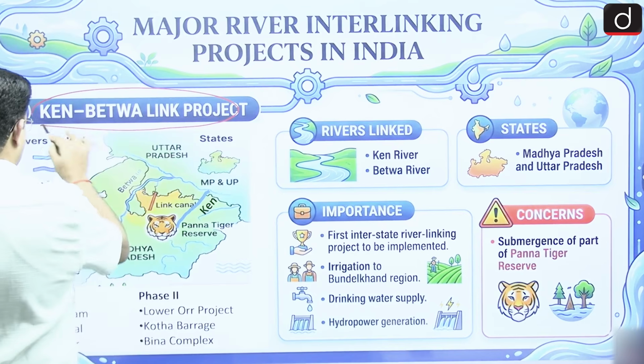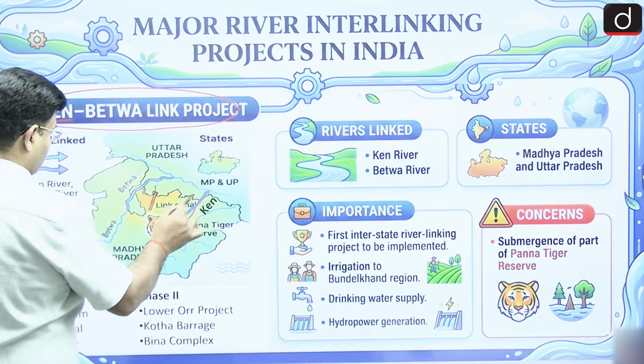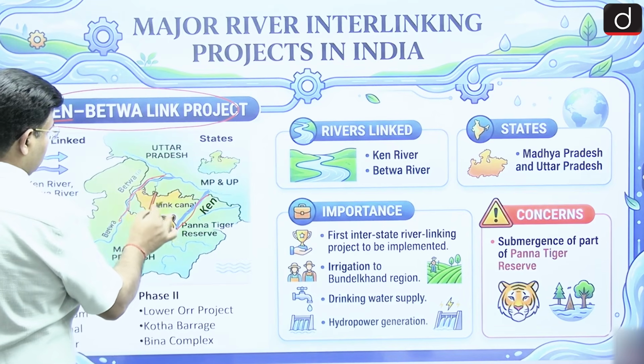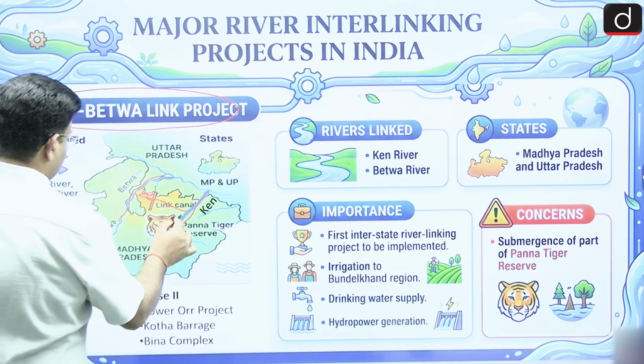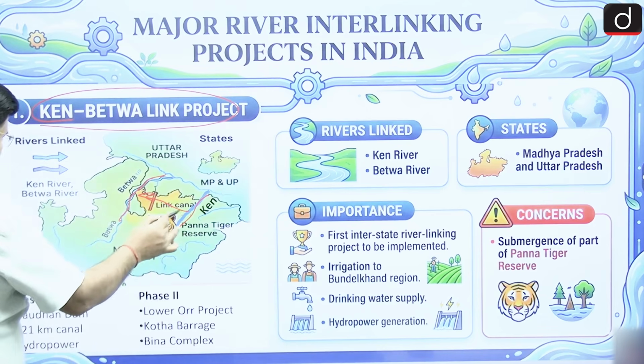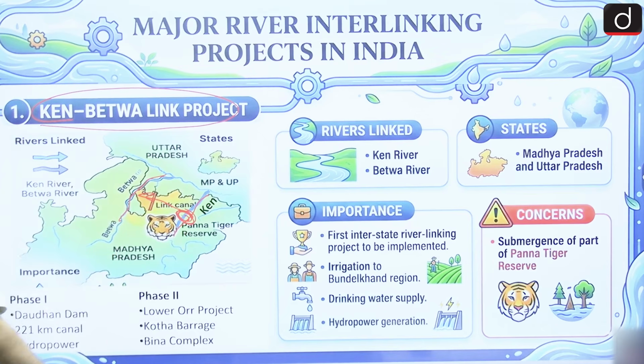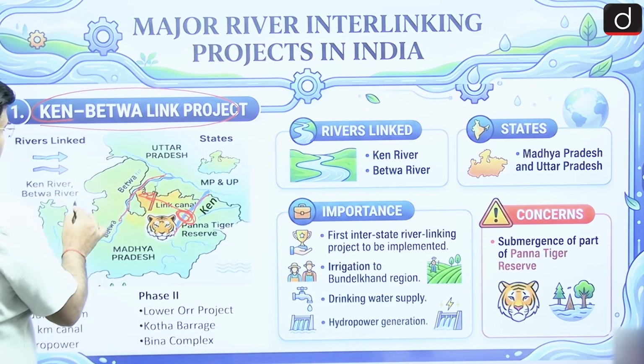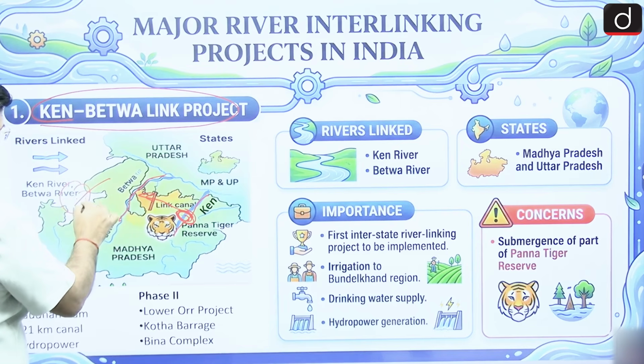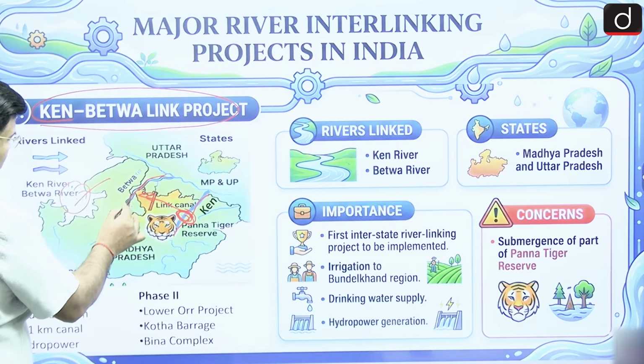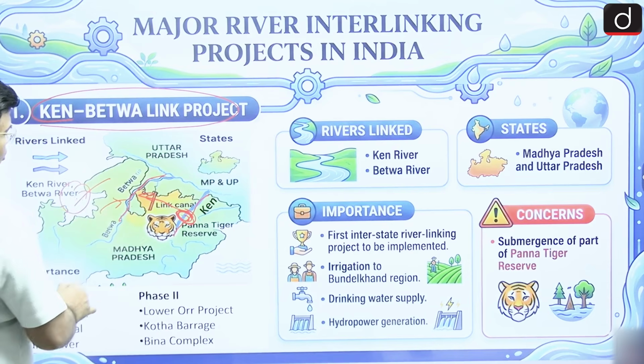In the Ken-Betwa link, there is the Ken river and here is the Betwa river. It has been connected, and on the Ken river one dam has been formed, and through the dam a 221 kilometer long canal has to be formed to connect it. At the same time, there is the Kota district of Rajasthan, and there is a tributary of Betwa, the Or.